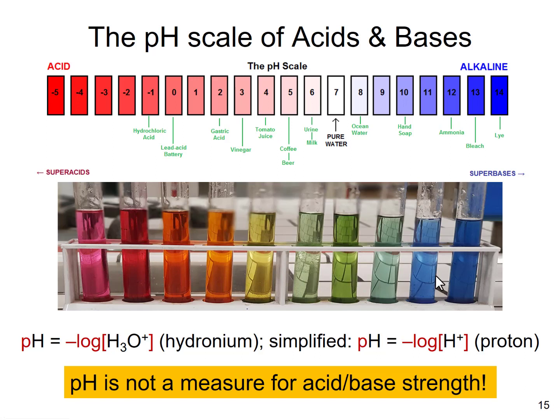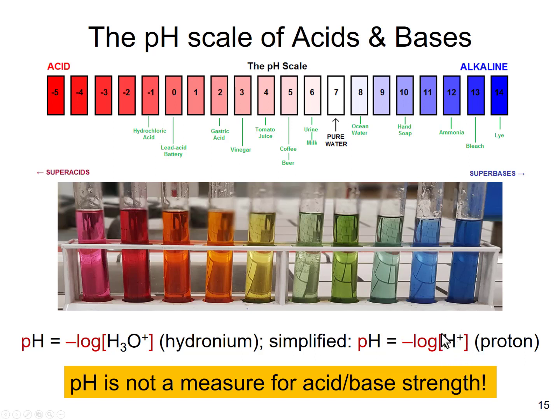Now the question is, of course, what is actually the pH value? The pH is defined as the negative logarithm of the hydronium ion concentration. When you encounter P, it always has to do with a negative logarithm of something. Now, the hydronium ion is the H3O+. You can simplify that by replacing it with a simple proton, right? So the simplified form would be pH equals the negative log of the proton concentration.